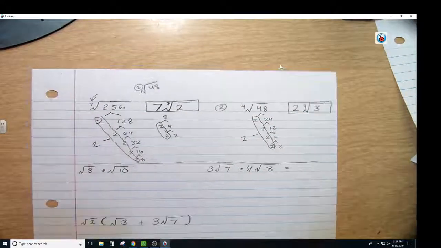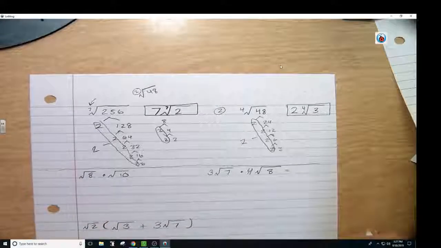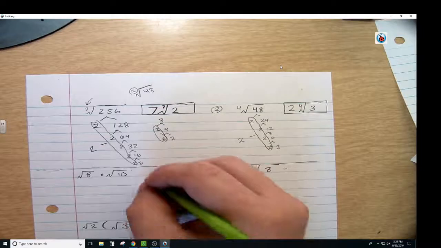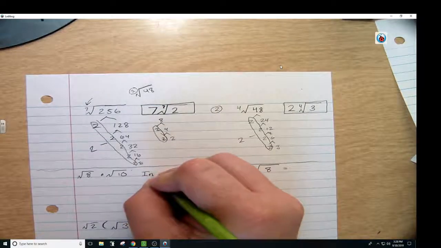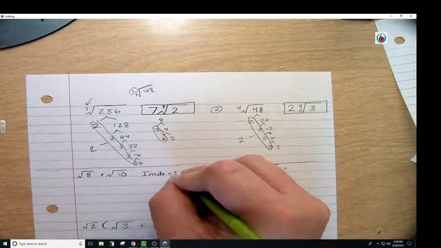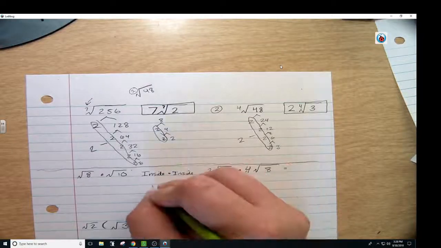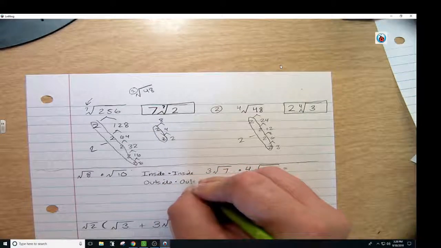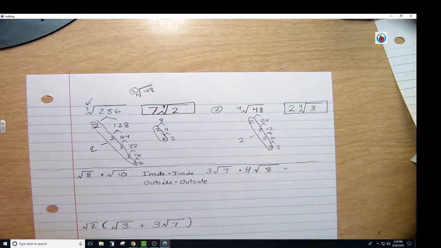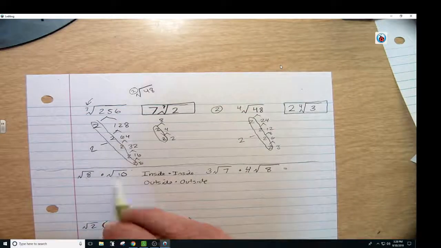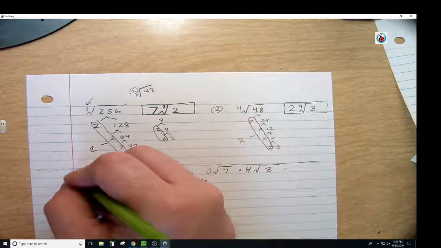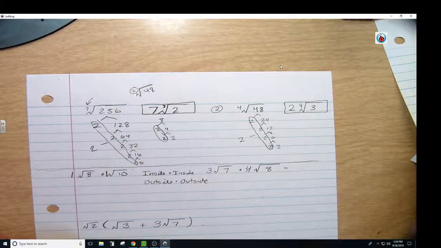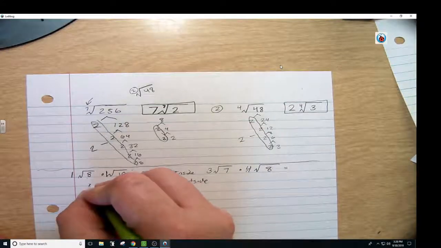Let's look at multiplying radicals. The rule for multiplication is inside times inside, and then outside times outside. Now we have 2 inside numbers. There's a 1 out here. It's not shown, but there's a 1 there. So 1 times 1 is not going to matter. 8 times 10 is 80. So square root of 80.